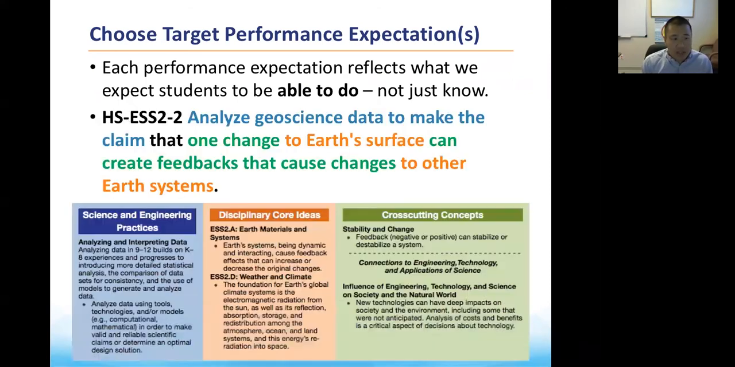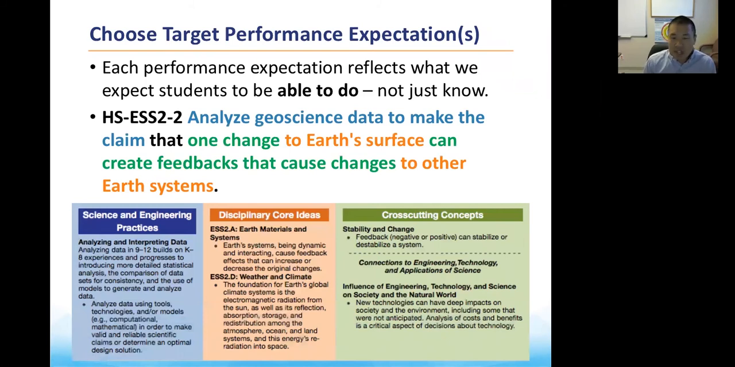In the context of Earth systems, for example, one of the performance expectations for high school is to analyze geoscience data to make the claim that one change of Earth's surface can create feedbacks that cause changes to other Earth systems. You'll notice there's some pretty coloring in the performance expectations, and that's because those components of the performance expectation reflect the 3 dimensions of the NGSS.